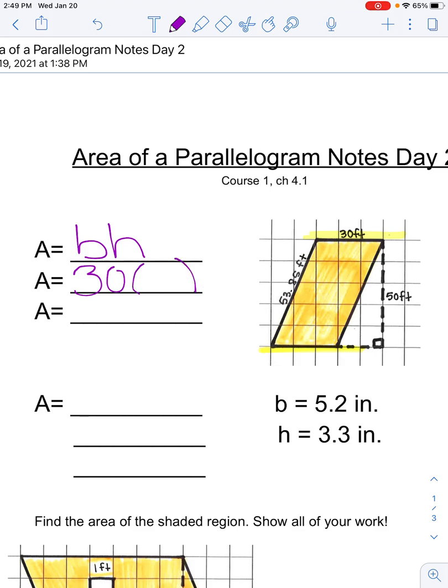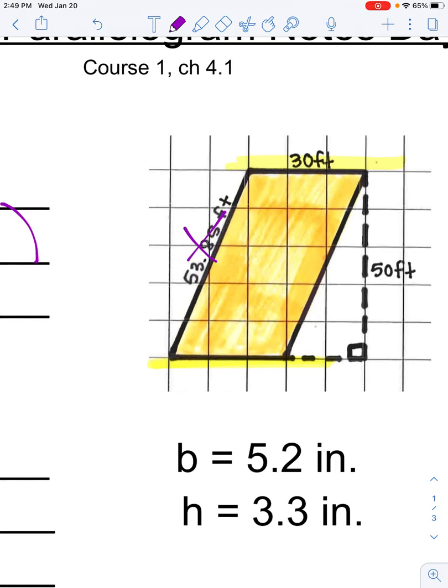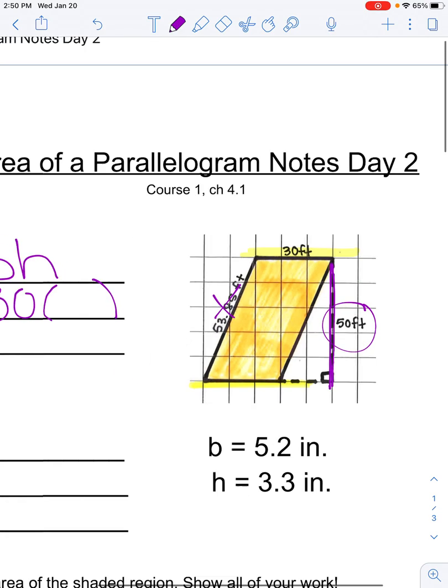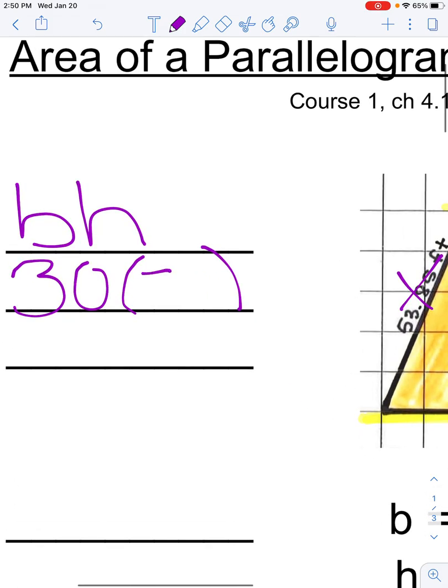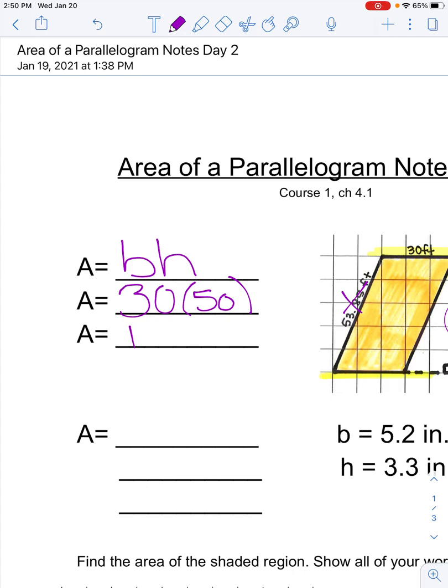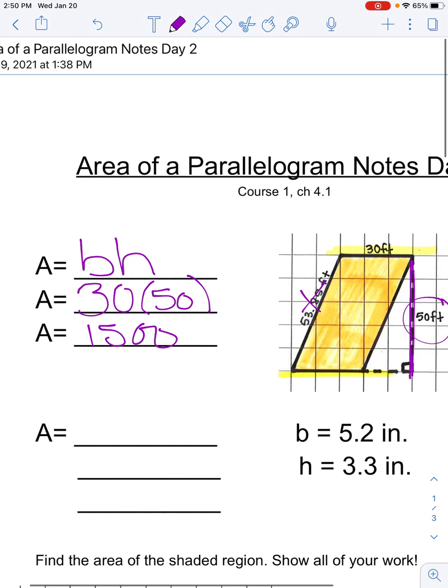And remember the height, do not use a diagonal, always use the straight up and down vertical. So 50 will be your height. Do not use the diagonal. 5 times 3 is 15, add a couple zeros. 50 times 30 is 1,500, and our label is going to be feet squared.